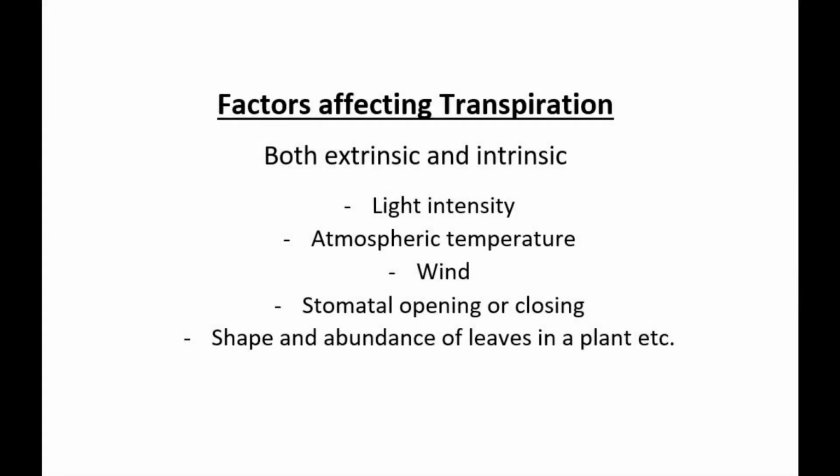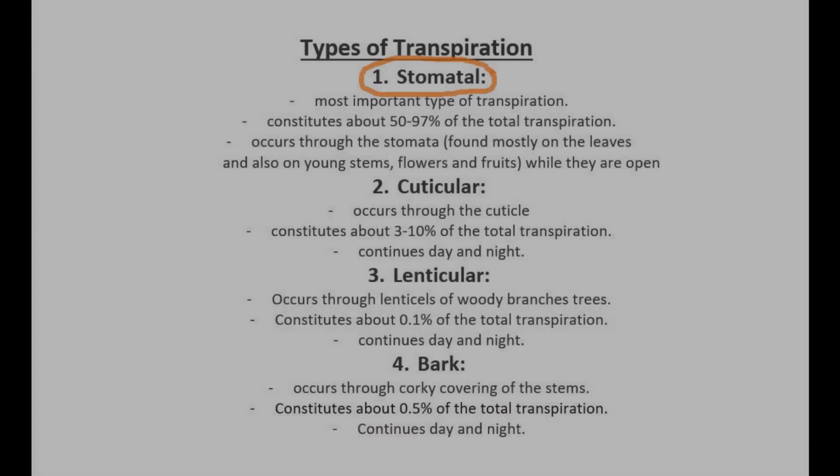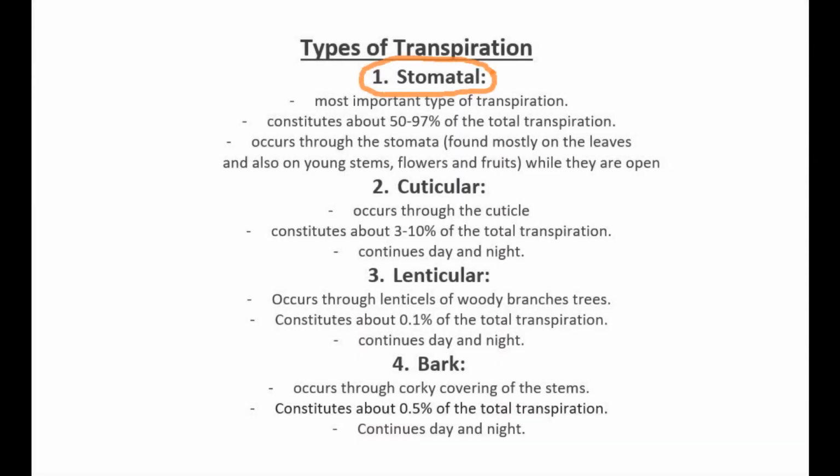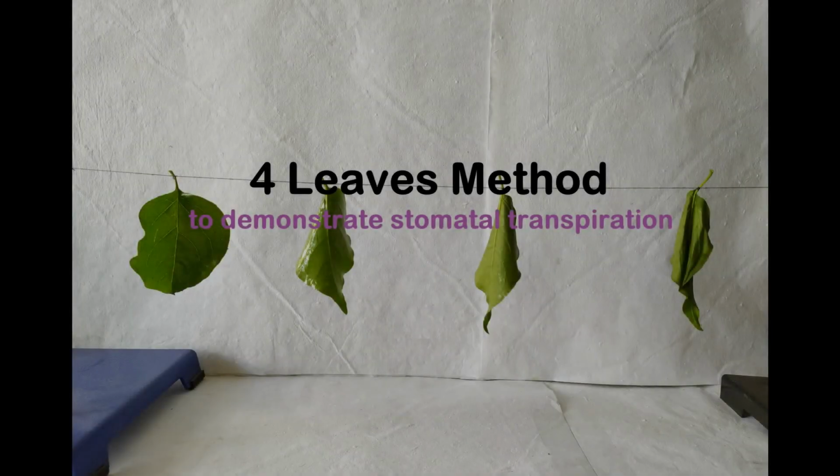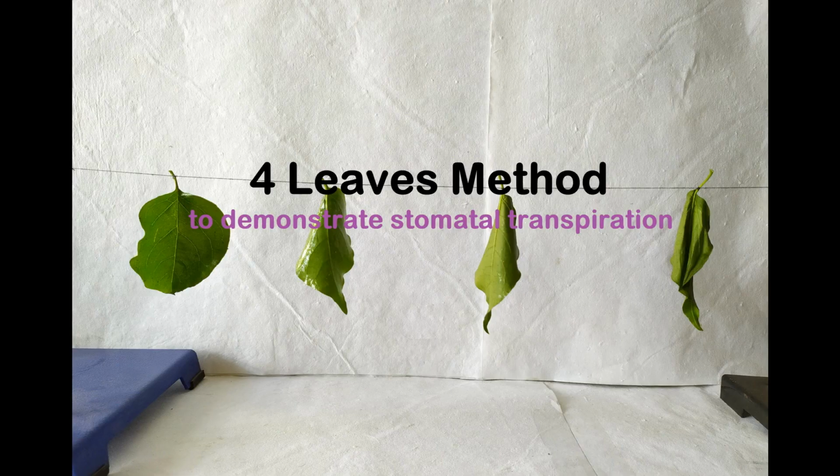Transpiration is affected by several external and internal factors such as light intensity, atmospheric temperature, wind, stomatal opening or closing, shape and abundance of leaves in plants, etc. In this experiment, we're going to focus on the major type of transpiration called stomatal transpiration. We're going to demonstrate stomatal transpiration in the leaves of plants through a classic experiment called the four leaves method.